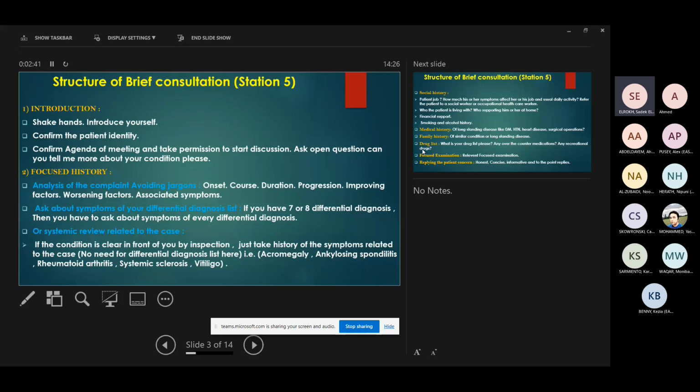Number 3, systemic review of the case. For example, if you have a clear case in front of you, like acromegaly, there's no differential diagnosis for acromegaly. The case is very clear in front of you. So what he needs you to do is just to review the systemic symptoms of acromegaly, not the differential diagnosis. But there are some cases where you need to put a differential diagnosis to ask about, like chest pain, upper GI bleeding, shortness of breath. But in clear cases, just approach the systemic review of the case, not ask about differential diagnosis. We are going to discuss that later, but just to have a skeleton or scheme in our mind.